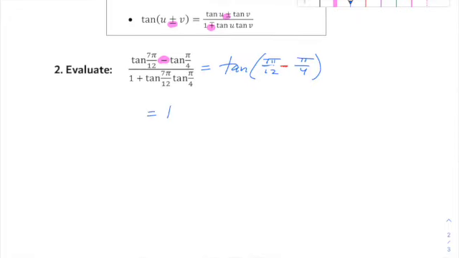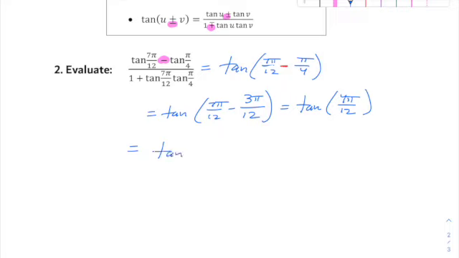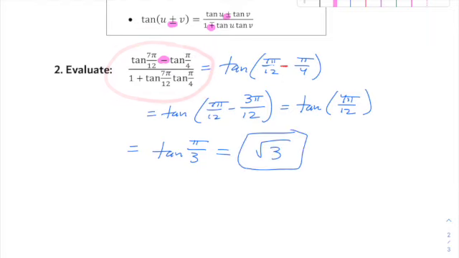So 7 pi over 12, I'll leave that, but I will convert pi over 4 to a denominator of 12, and that is 3 pi over 12. Subtract those, so that will give you 4 pi over 12, which reduces to pi over 3. And that should be a very famous, recognizable value. The tangent of pi over 3 is root 3. So this big crazy looking expression is really a pretty simple looking one in disguise. And there you go.